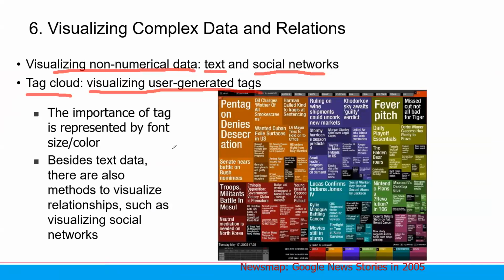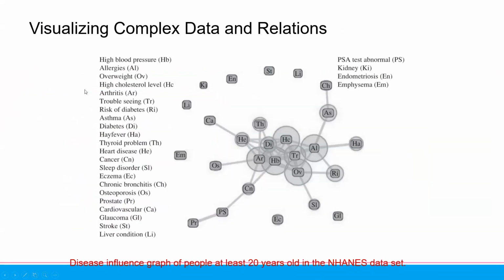So we can also refer to this kind of tree map. The importance of the tag is represented by font size or color. And besides the text data, there are also methods to visualize relationships, such as visualizing social networks. So like this one, we call this a kind of relations, and we can also see it like a social network.